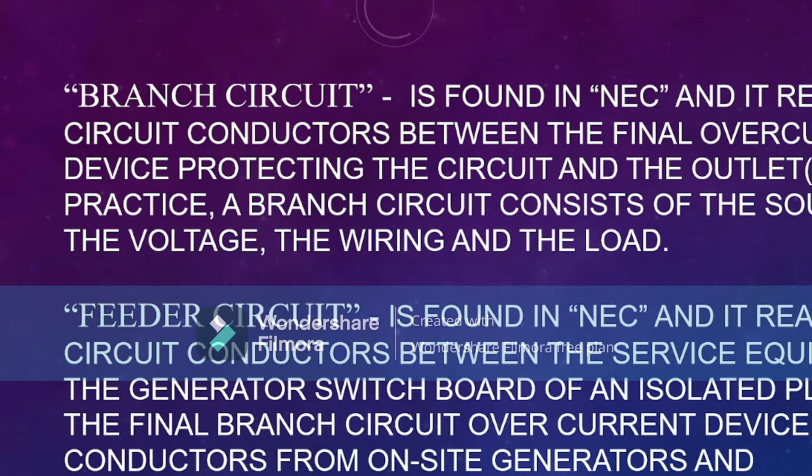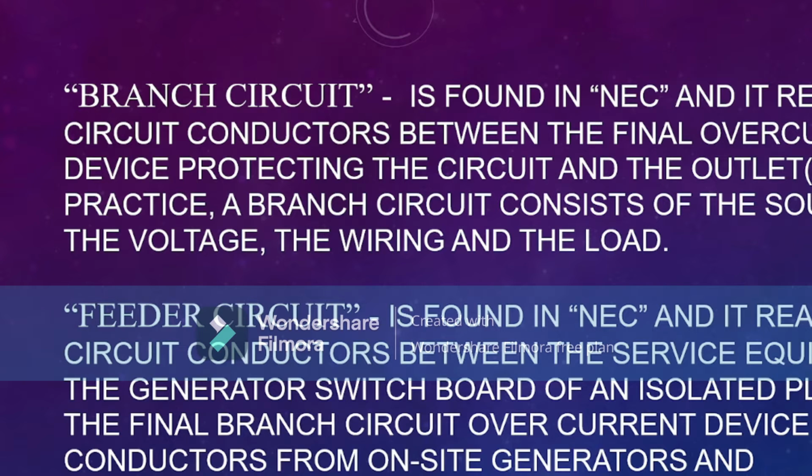Let's proceed. Branch circuit is found in the National Electrical Code and it reads: the circuit conductors between the final overcurrent device protecting the circuit and the outlets. In practice, a branch circuit consists of the source of the voltage, the wiring, and the load.